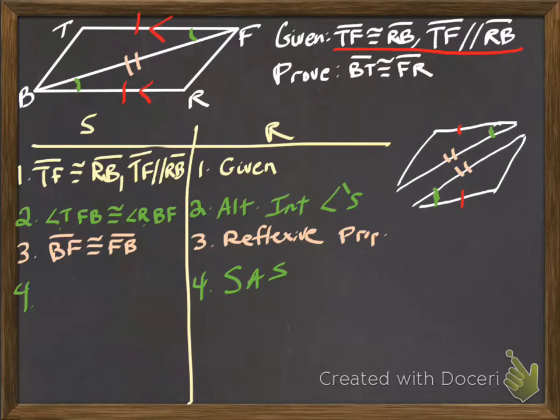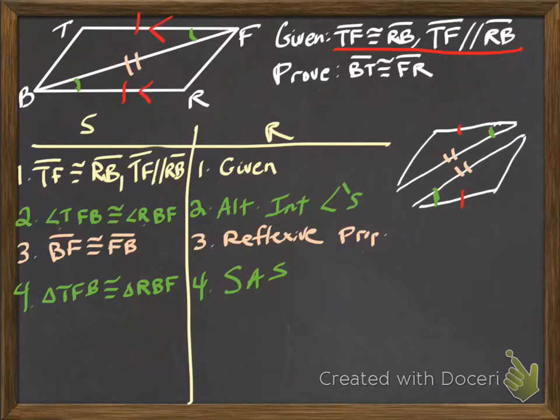Once again, be careful with the naming. If I call the first shape TFB, then the other shape should be RBF. And how do I know they're identical? Because of side angle side. That's enough information that it always makes the same shape, as we saw on the computers several weeks ago.